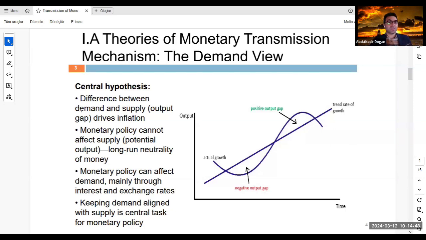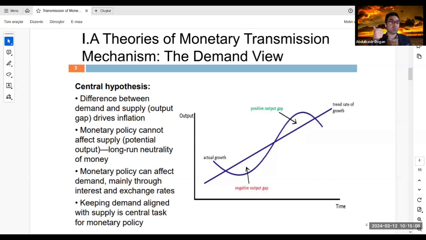As you see here, the difference between demand and supply drives the inflation. And monetary policy cannot affect the supply. Keep this in mind. Again, monetary policy just focuses on the demand side inflation. Okay, we cannot control the supply side.